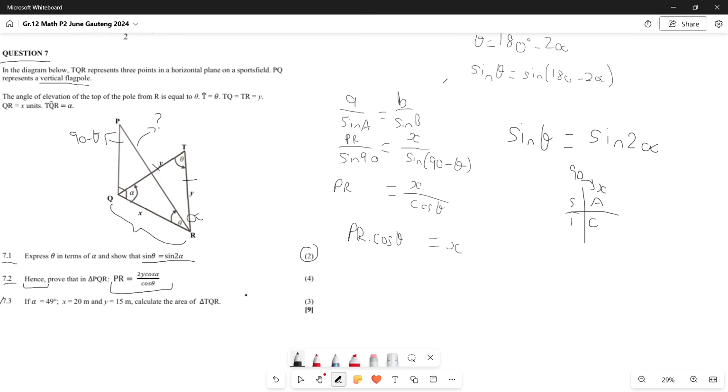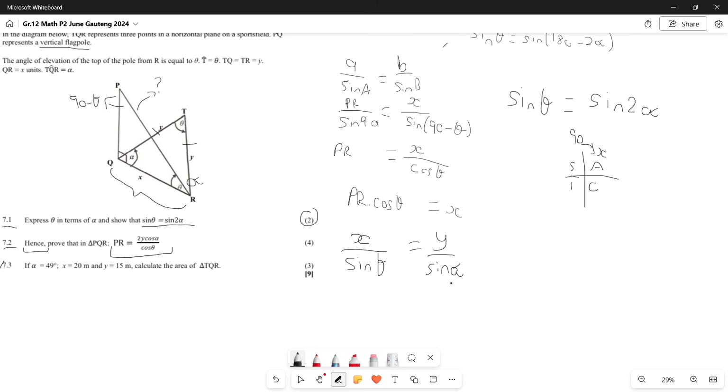So if we're going to do the sine rule here for QRT, we're going to sub in x, this side here, over sine of theta, and make that equal to y over sine of alpha. What we can then do is substitute PR over cos theta into the location of x, because from triangle PQR we established that x equals PR over cos theta. So it's basically a simultaneous equation between two different triangles and the common side, okay? Which means we have PR times cos theta over sine theta equals y over sine alpha.